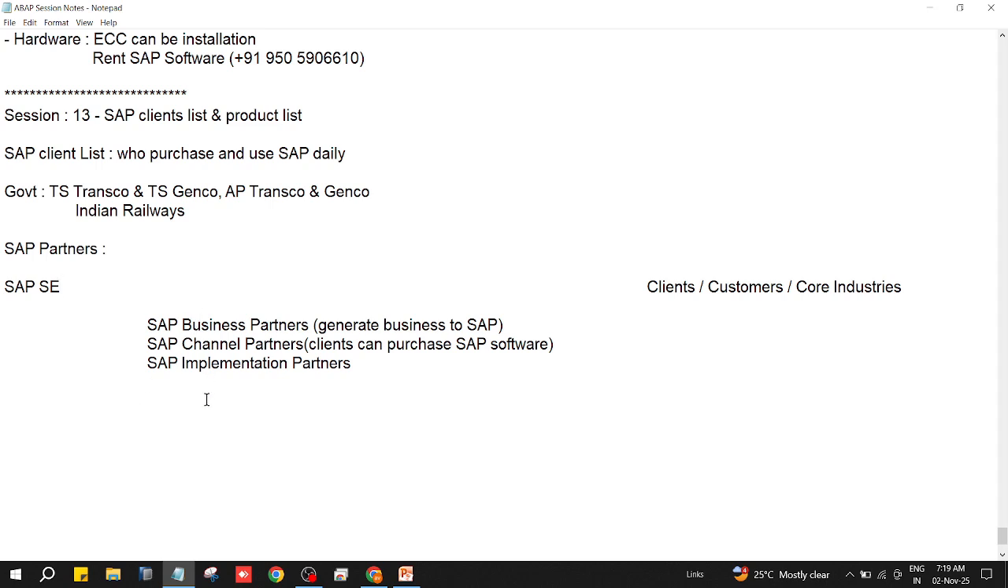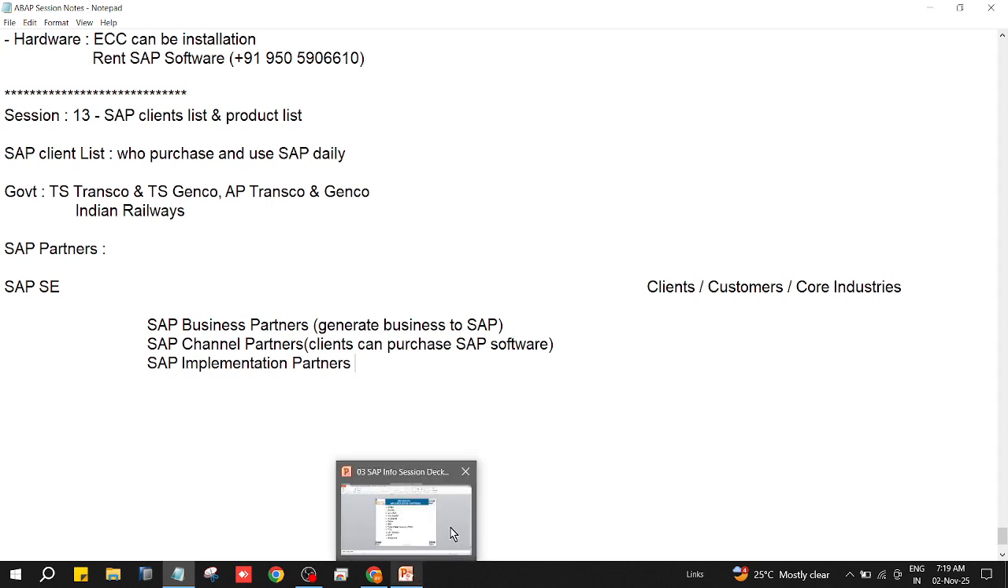These are all the partnership concept. So once they are partners, tied up with SAP, then they can go and say in the open market that we are official partners with SAP. Which means they can publish on their nameplate, board, everywhere that we are partners to SAP.